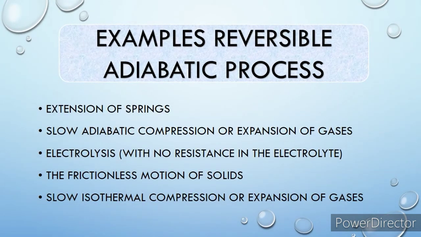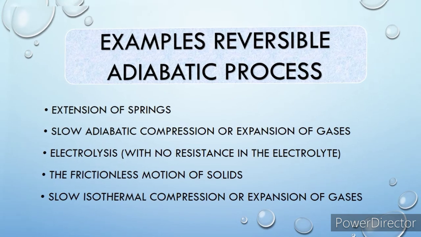So these are the examples of reversible adiabatic process. One is extension of springs. Two is slow adiabatic compression or expansion of gases. Electrolysis with no resistance in the electrolyte. The frictionless motion of solids. And slow isothermal compression or expansion of gases. So these are the 5 examples of reversible adiabatic process.